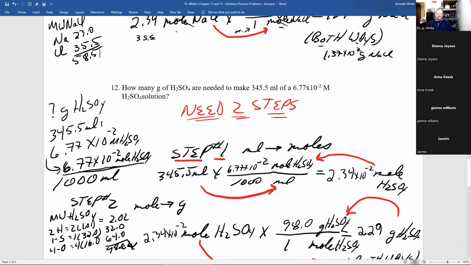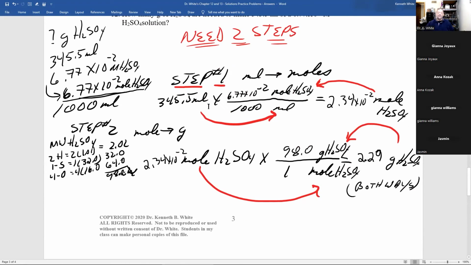Now, if we look up here, we're starting with milliliters. There's no way you can or I can go directly in one step from milliliters to grams of sulfuric acid, H2SO4. You need 2 steps. And the first step, and you'll be given this important information on quiz 4. Don't forget that's Wednesday and the deadline is Thursday, 11 a.m.